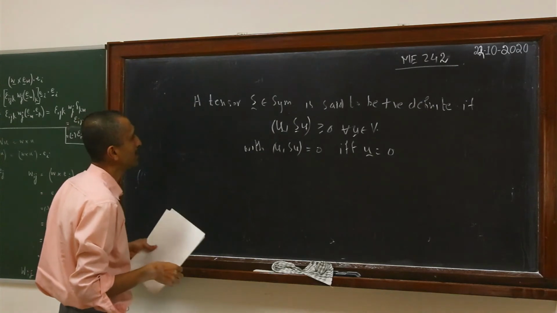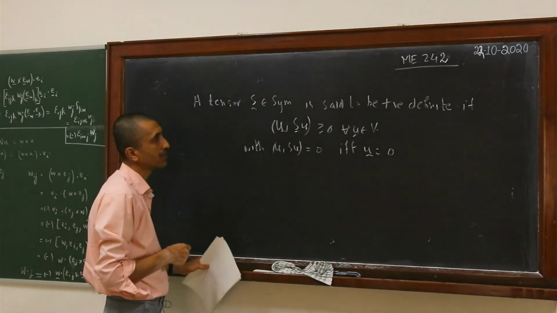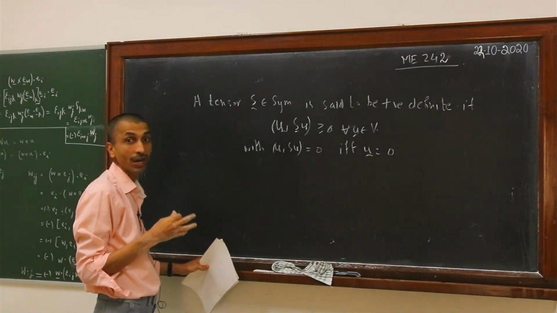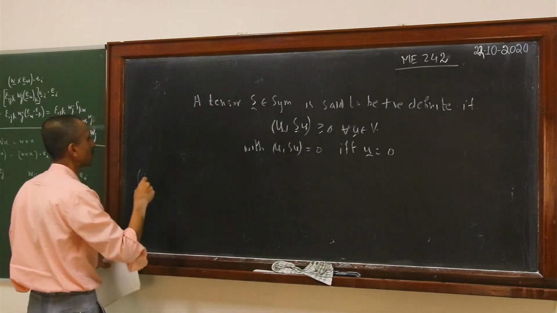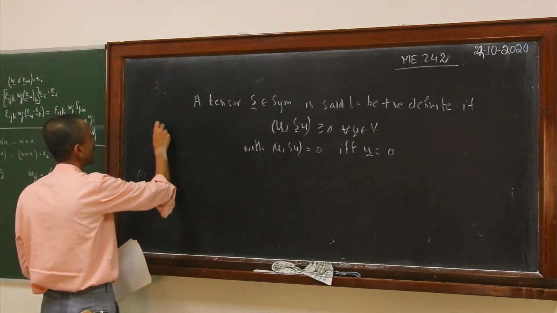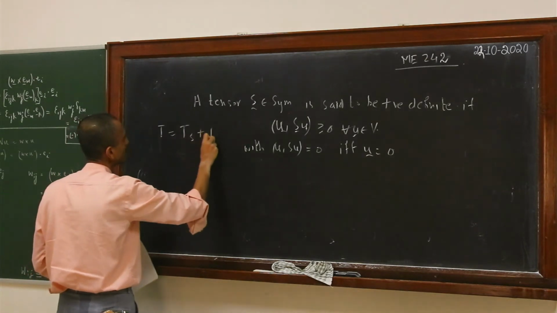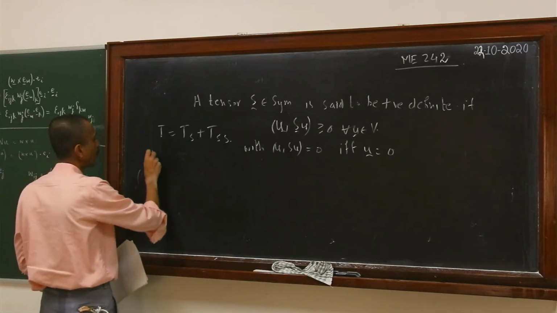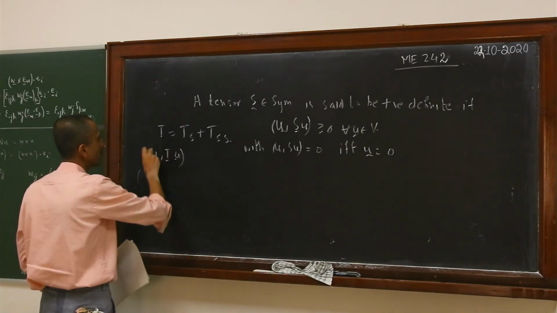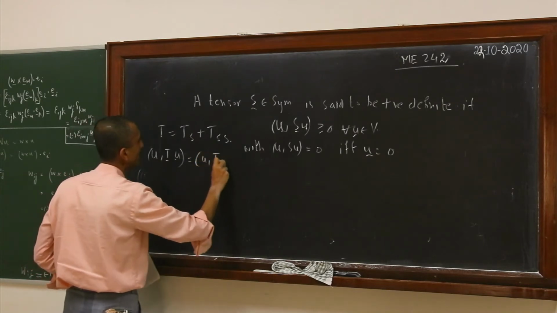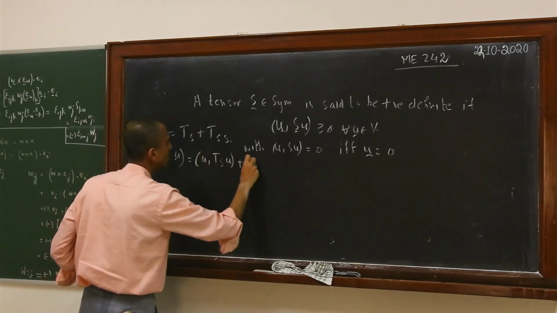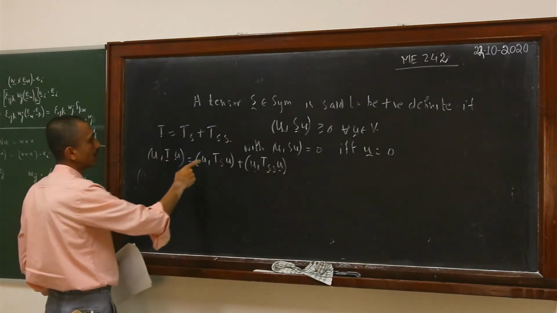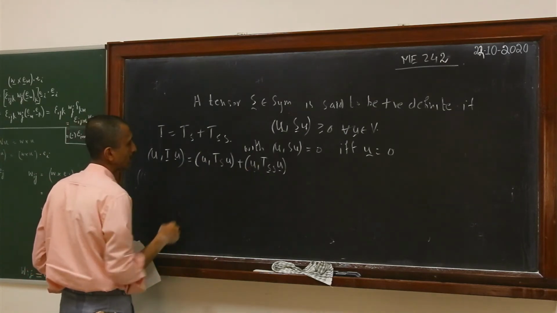Why is it that we define positive definiteness only for symmetric tensors? Why can't I say positive definite for an arbitrary tensor? For that, let us look at an arbitrary tensor T. We can write T as T symmetric plus T skew symmetric, the decomposition we had looked at. Now if I write ⟨U, TU⟩, this becomes ⟨U, T_S U⟩ plus ⟨U, T_skew U⟩. I have just used this decomposition and substituted it here.